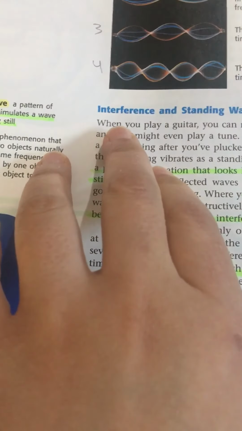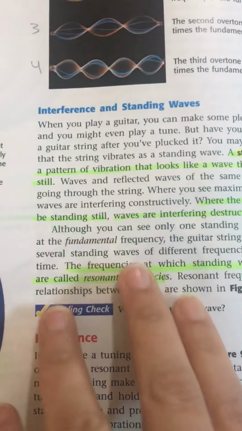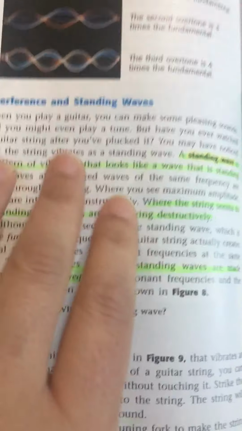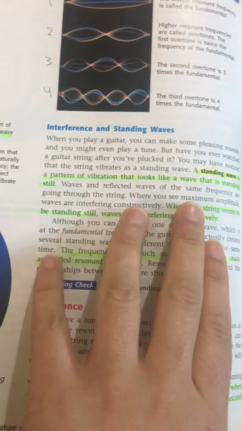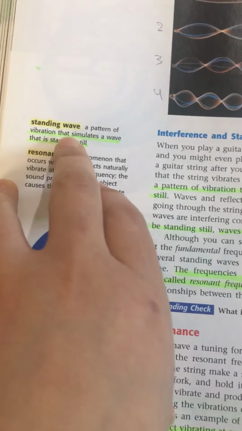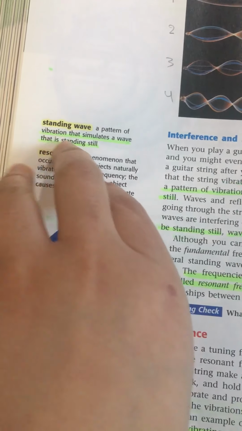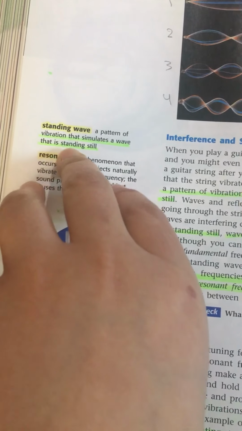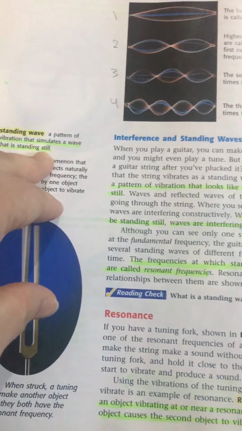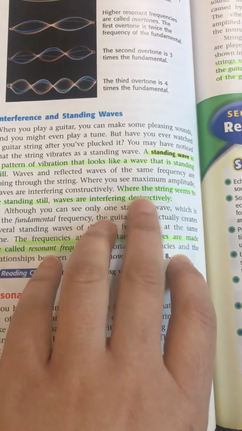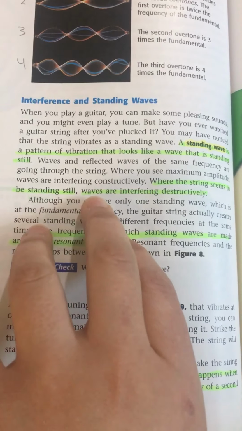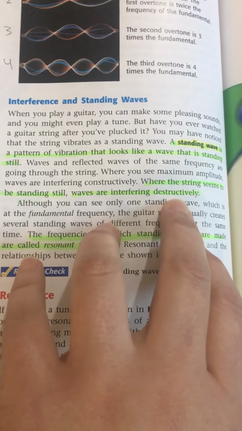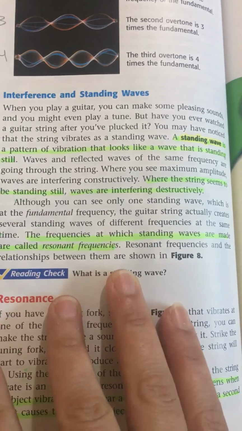Now, here it's about interference and the standing waves. What is a standing wave? Now, when you play a guitar, you look at the strings, okay? You feel that they are not moving, but actually they are moving in a standing wave. A standing wave is a pattern of vibration that looks like a wave that is standing still, okay? Where the string seems to be standing still, waves are interfering destructively, so they are cancelling each other, okay?